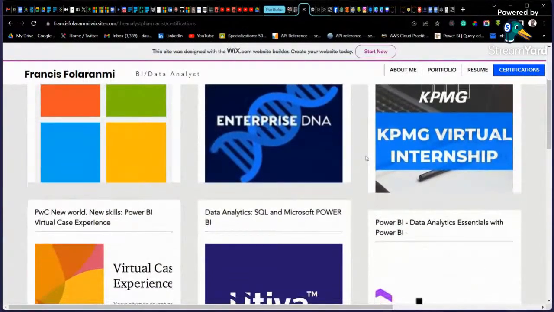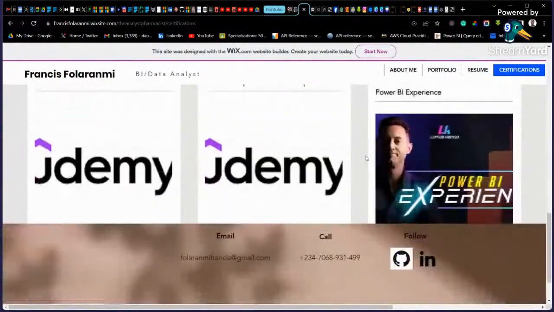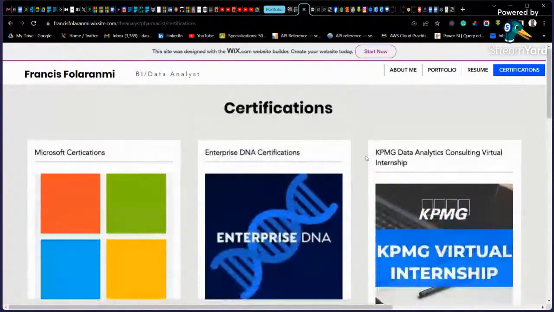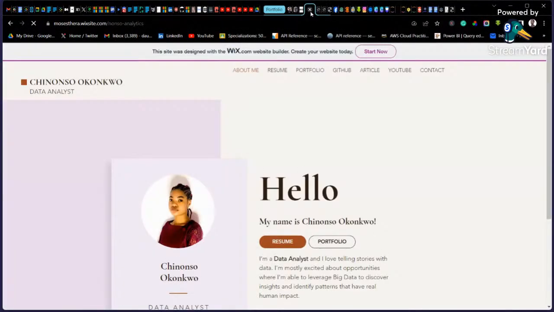This portfolio is built on what? On Wix. Wix is a free website builder to build your portfolio as a data analyst. What you need if you want to build yours, you can look into those ones and replicate the steps. If you look at this one, I know maybe everyone here knows Chinonso.